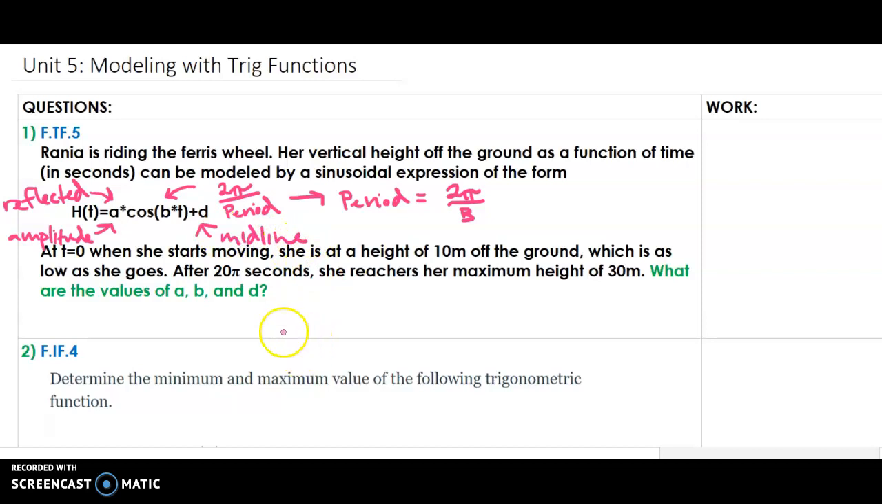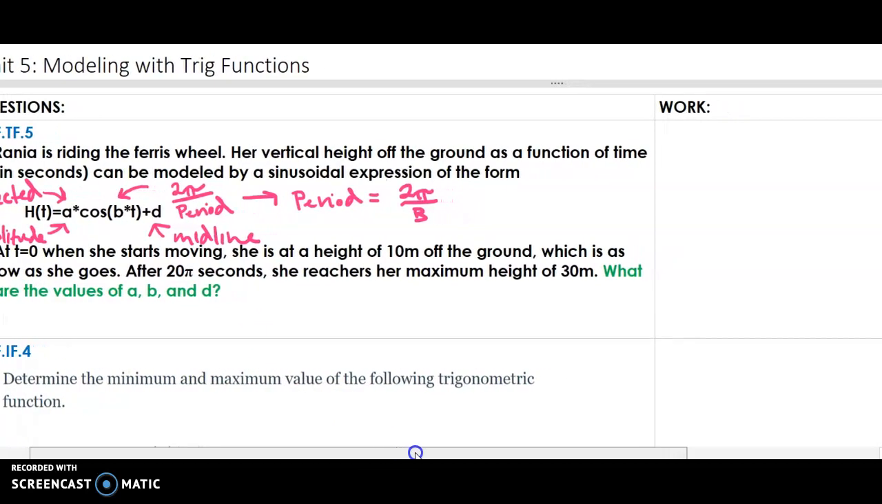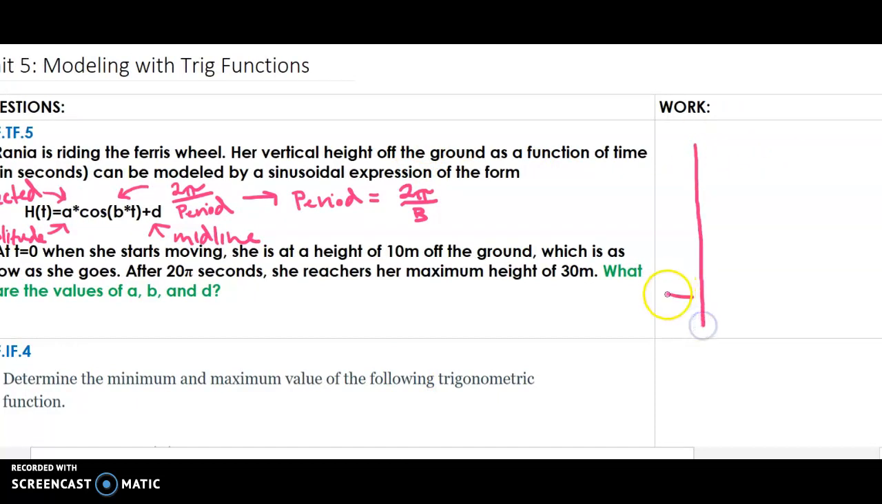Okay, let's get started. The first thing that I always like to do is draw a graph of the information that we have been given. And so I'm going to do that over here to the side. Draw my axes here. My first information is that at t equals 0, when she starts moving, again, she's on a Ferris wheel, she's at a height of 10 meters off the ground, which is as low as she goes. Okay, so 10 meters is going to be our minimum value.